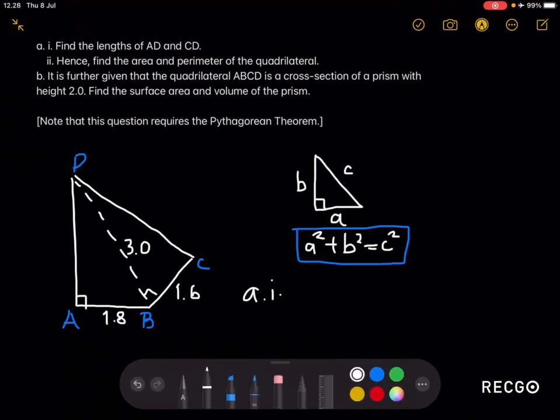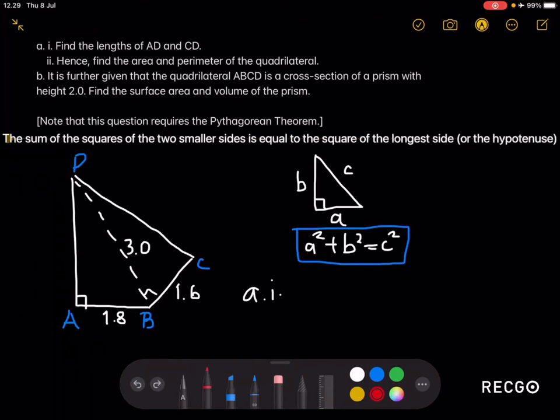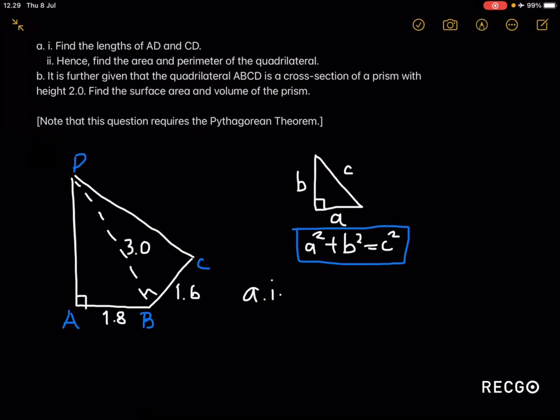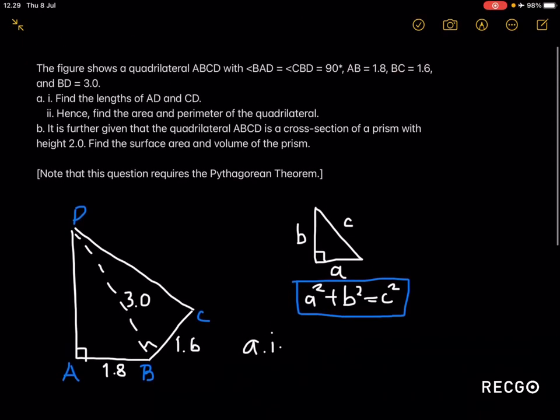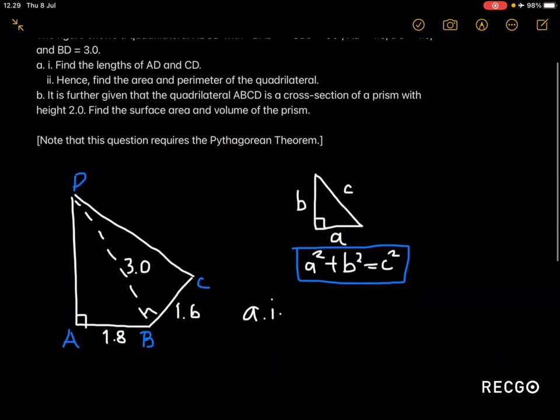Alright, so let's recall the Pythagorean theorem. Given a right angle triangle with side lengths a, b, and the hypotenuse being c, the following equation is true: a squared plus b squared is equal to c squared. Explained in words, the sum of the squares of the two smaller sides is equal to the square of the longer side, or the hypotenuse. Alright, so let's just use this fact to find the lengths of AD and CD.